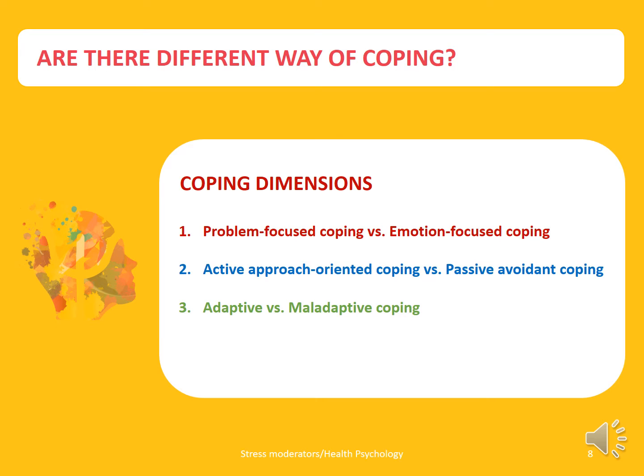From the previous slide, it is already obvious that several different coping strategies could be used. To make order from the mess of different coping strategies, we can take a look at the following coping dimensions. First, there is a problem-focused versus emotion-focused coping dimension. Second, it is possible to differentiate between active approach-oriented coping versus passive avoidant coping. And third, there is a dimension of adaptive versus maladaptive coping. In the following minutes, we are going to take a closer look at each of those specific ways of coping.